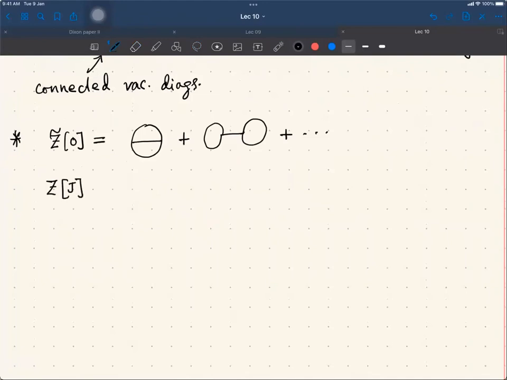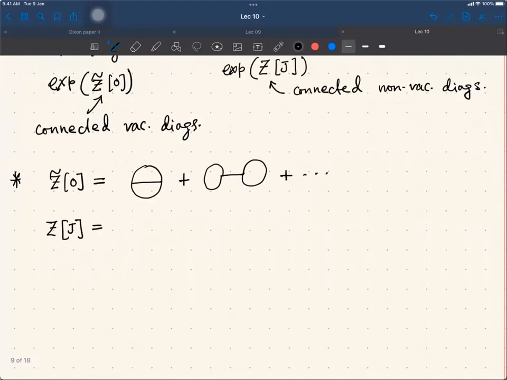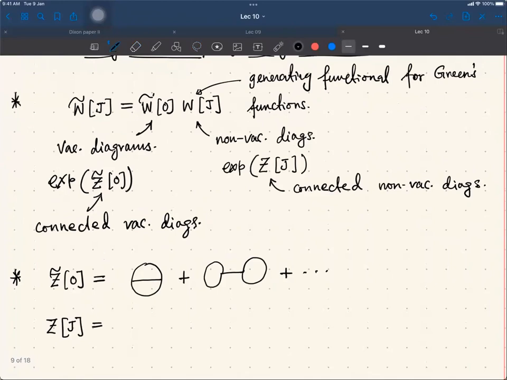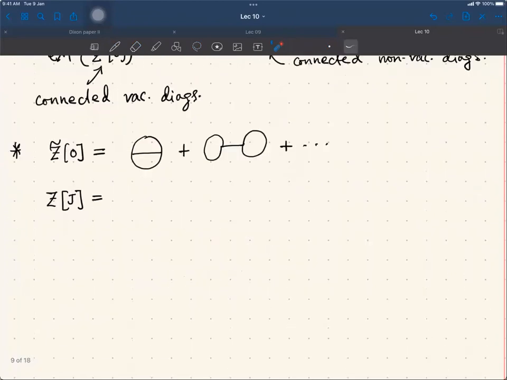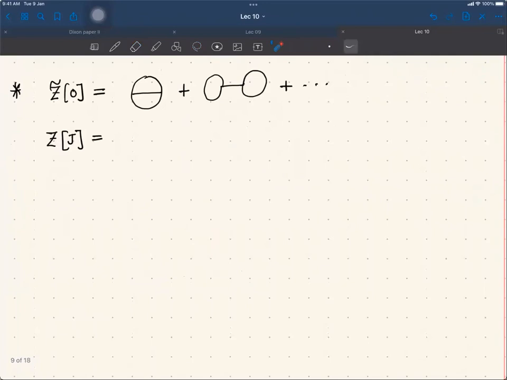ZJ does not have any vacuum diagrams, because if you set J equal to 0 on both sides, you see W tilde 0, and this W tilde 0 will cancel, implying that W of 0 is 1, and therefore that is exponential Z, and therefore Z must be 0. When J equal to 0, Z must be 0. So there is no vacuum diagram contribution to Z. So it starts with one point, linear in J terms.